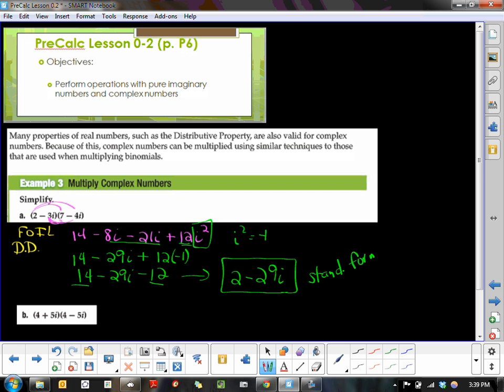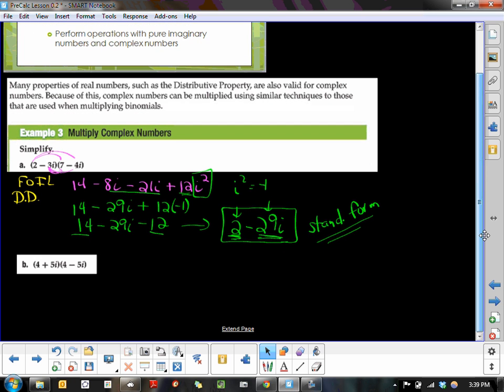Don't forget to put them in standard form. In standard form, you should never have anything more than a real part and then your imaginary part, a plus bi, where a and b are real, and i is always by itself. Okay. We'll look at one more example of multiplying complex numbers.